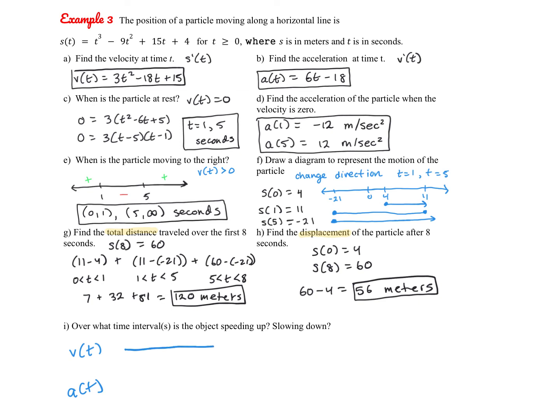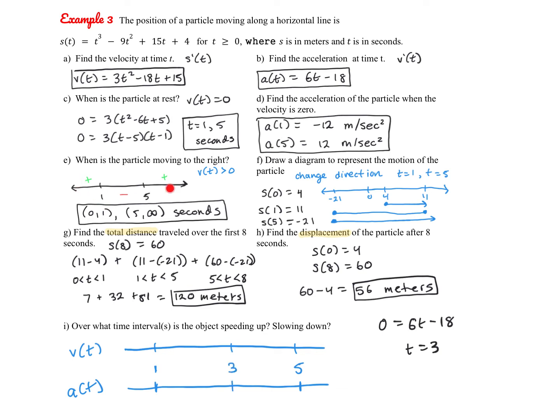So if you look at the x-intercepts of our velocity function, those are occurring at 1 and 5. So those are going to be two important intervals. So here's 1, here's 5. And then if you look at our acceleration function, we see that that x-intercept, or the 0, occurs at t equals 3 if you solve for t. So we're also going to look at that interval.